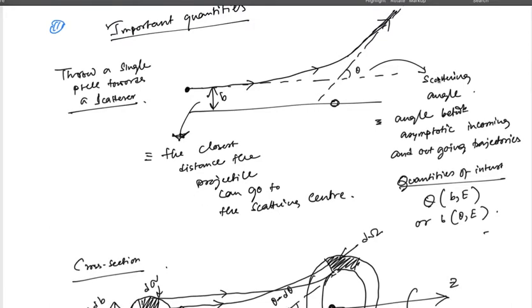The other important quantity is the scattering angle, which tells you, if I stretch this incoming line and stretch this outgoing line, these two asymptotic incoming and outgoing trajectories, what angle do they make? So these are two of the important quantities we want to use to characterize the problem. As I said, because it's a 3D problem, all these factors are important.